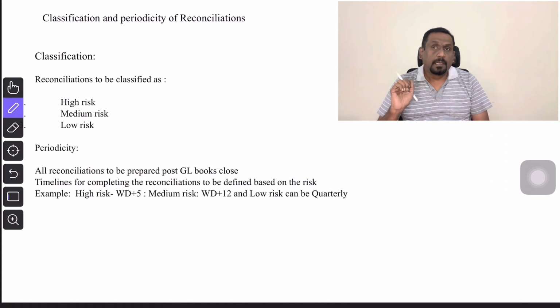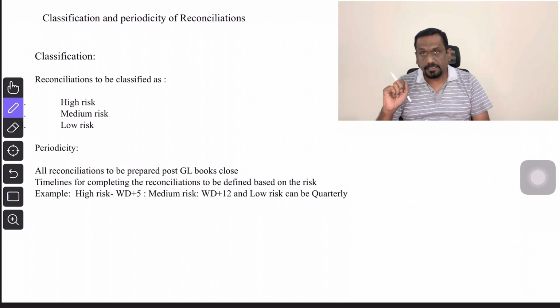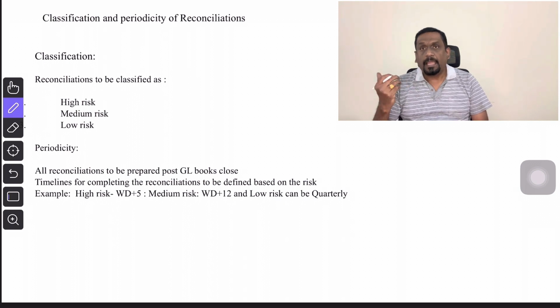Workday 5. Medium risk reconciliations can be completed by workday 12. They will give you enough time for you to complete medium risk reconciliations. And low risk reconciliations can be completed quarterly once.